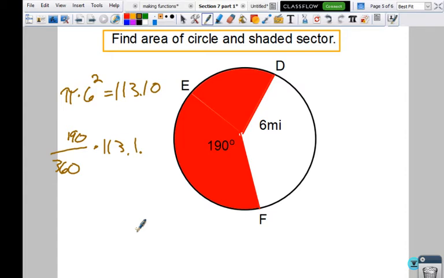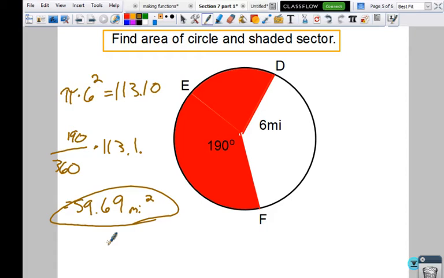All right, Nick, what'd you get? Miles squared. So, we plug it in, we get 59.69, and our units are miles squared. You could round it up to 59.7.